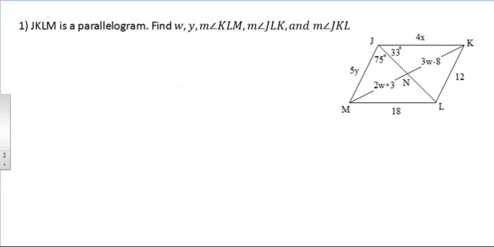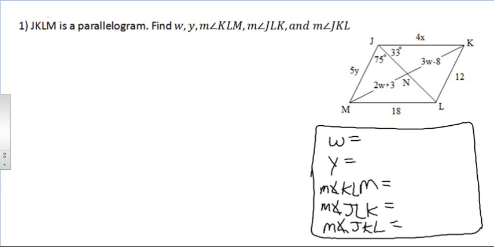So let's try a few examples here. Example number one, we know that this thing is a parallelogram, and we want to figure out what W, Y, the measure of angle KLM, the measure of angle JLK, and the measure of angle JKL is. Well, let's start by figuring out what W is.